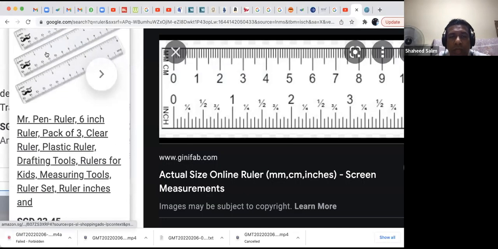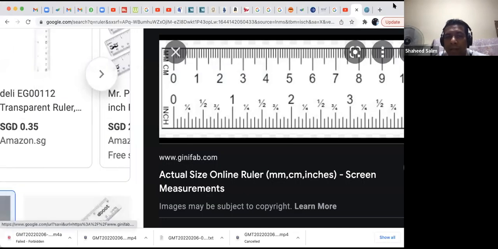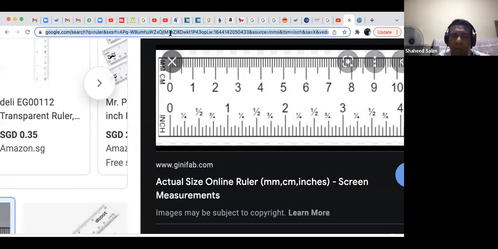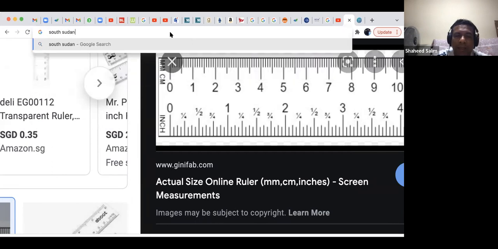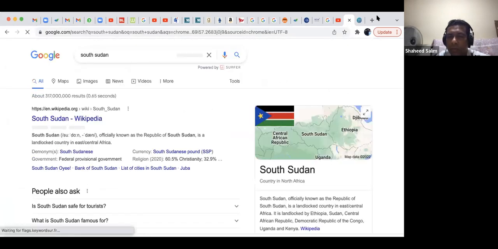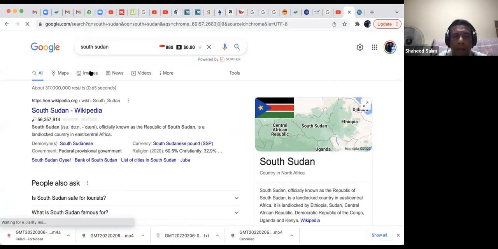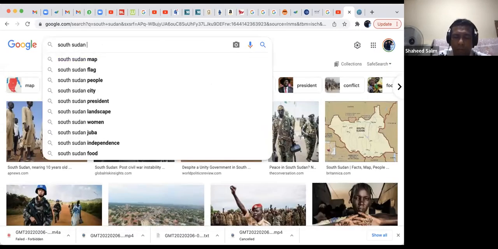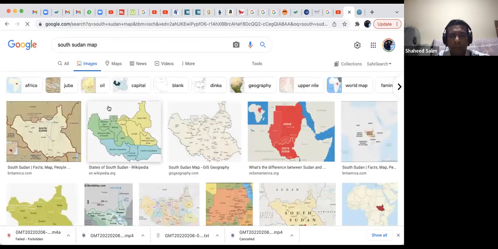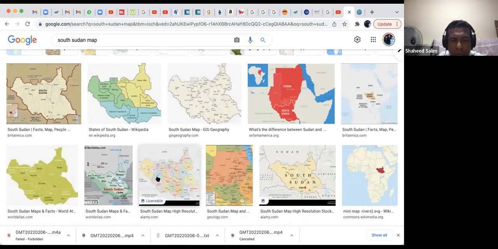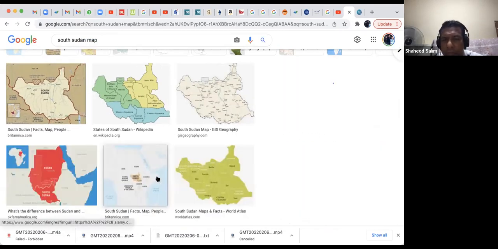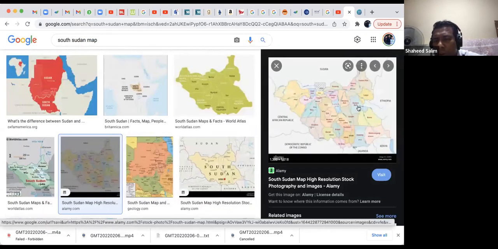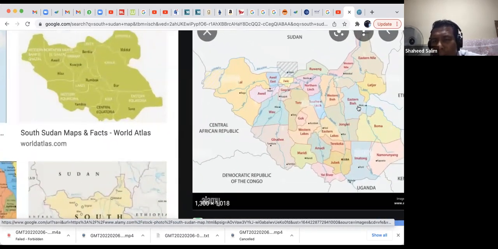So you know Singapore was independent in 1965, so we are about 50 plus years old, right? South Sudan, let us see, where is it actually? Okay, let's see the image of it, the map. South Sudan map. Okay, where is it? I can't really see South Sudan towards the end. Because it's all landlocked. Okay, it's somewhere inside here.